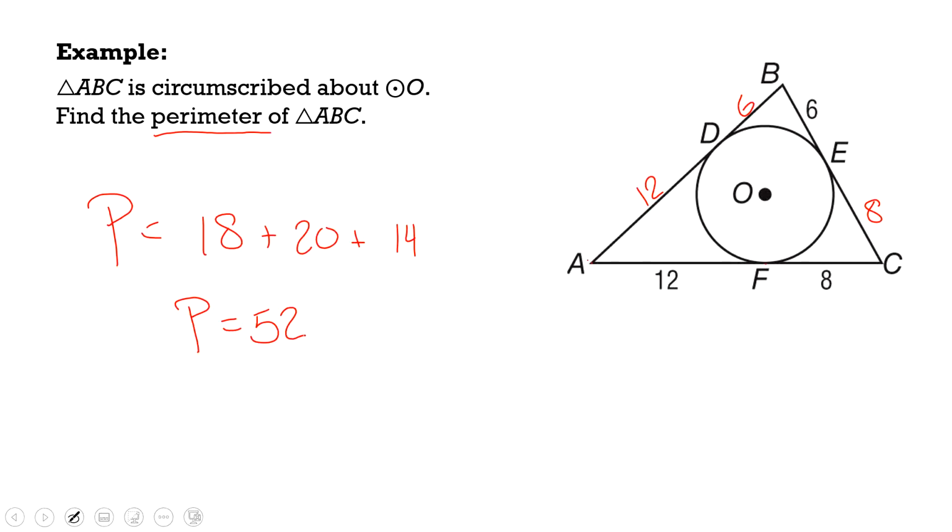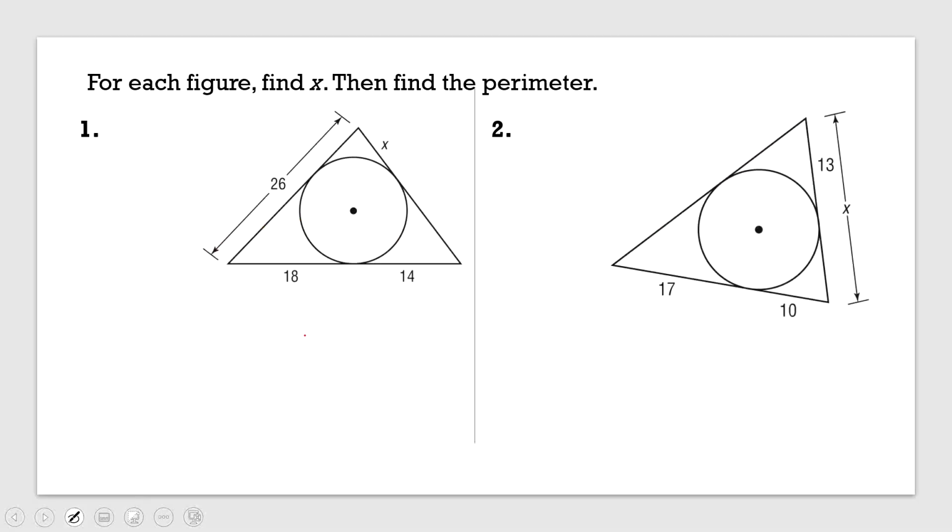Okay, so moving on, you have 6 examples. They show up on your slides 2 by 2. So do these 2, we'll go over them. Do the next 2, we'll go over them. We'll do them and we'll go over them.